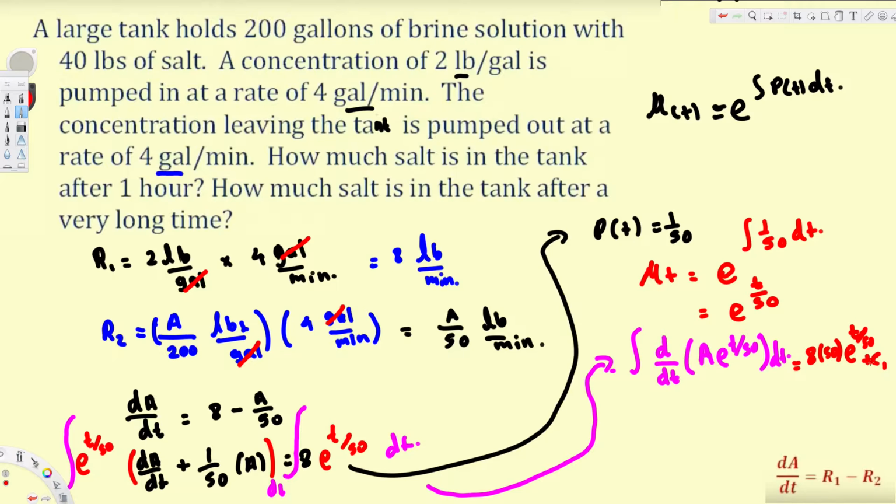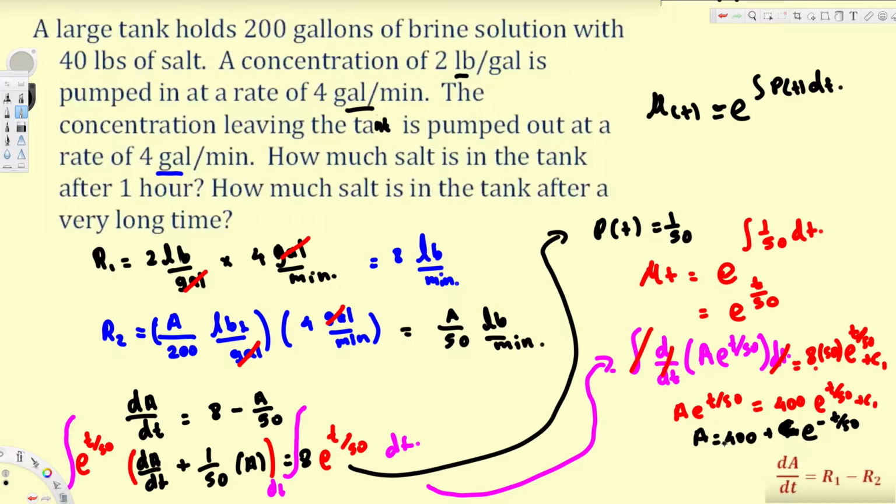Okay, now we have done this part. Since we have a derivative and an integration, both will cancel each other, so we don't have to worry about integrating this one. This is going to be just A times e power t over 50, and on the other side we are going to have 8 times 50, that's 400 e power t over 50 plus c1. If you notice, we have e power t over 50 on both sides of this equation. To get rid of this one, we can just divide everything by e power t over 50, and if you do that you will get A is equal to 400 plus c1 over e power t over 50, or you can just write it as c times e power negative t over 50, right? So both ways it will work.